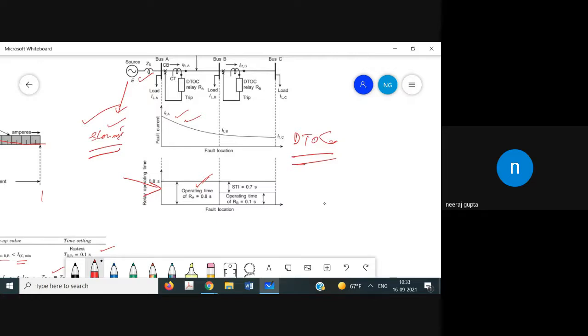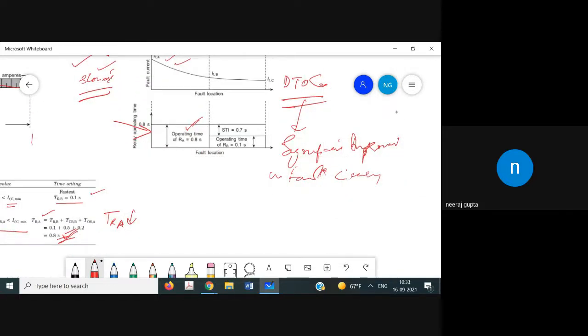However, a significant improvement in the fault clearing time is obtained as we move towards the source when we are using an IDMT relay. In the next lecture, we will discuss the IDMT relay.